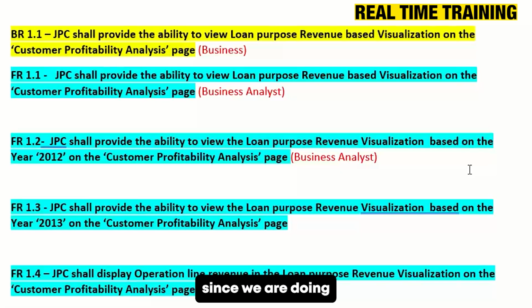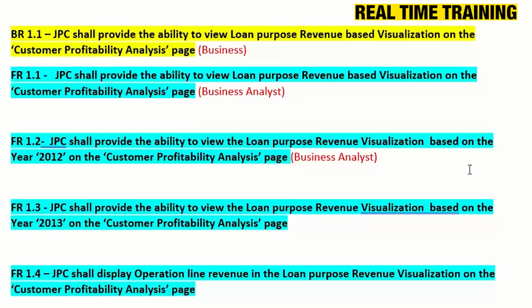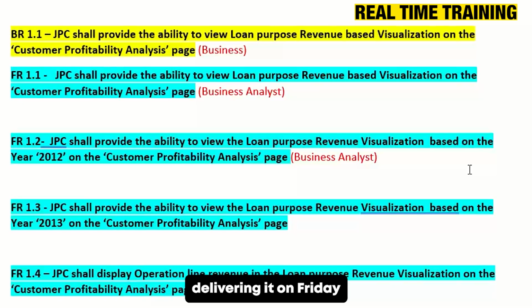And then since we are doing a change request, the timelines must be modified, right? Because if we are delivering it on Friday, if that is going to take 5 days to code and 3 days to test, you have to have another 8 business days in your hand. So the timelines must be modified and the business must approve that timeline.